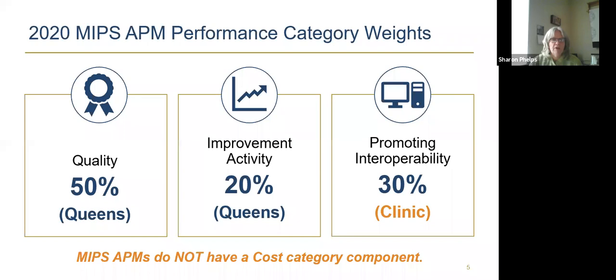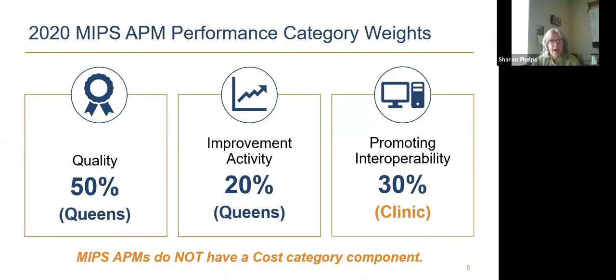Okay, let's start by reviewing some of the basic components of the PI category. So the first thing we're going to talk about is the performance weight. This determines how you get a MIPS score, and based on the MIPS score, it determines whether you get a positive or a negative payment adjustment to your Medicare Part B payments. This is independent of any payment adjustments that are made as part of MSSP. This is separate from that.